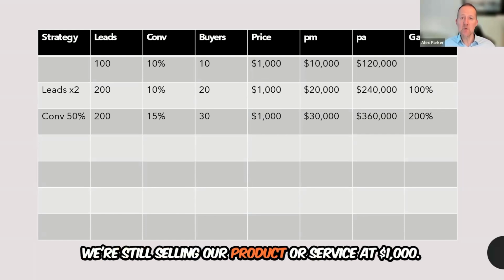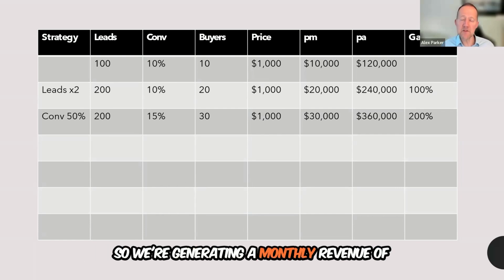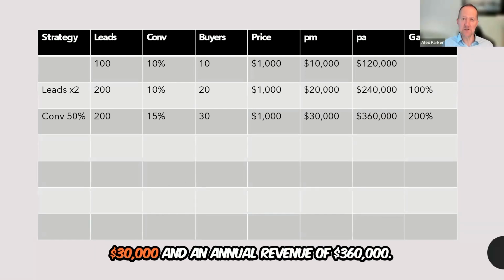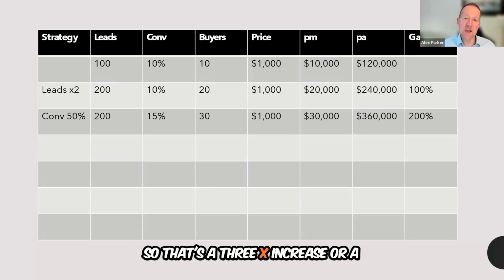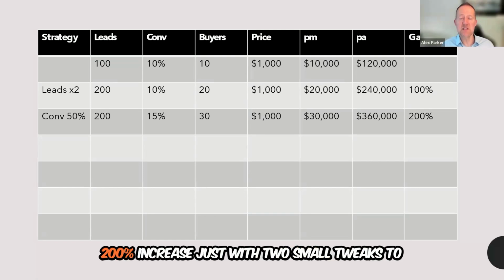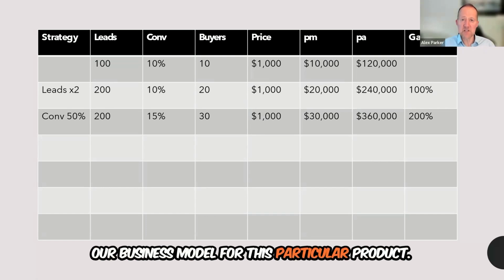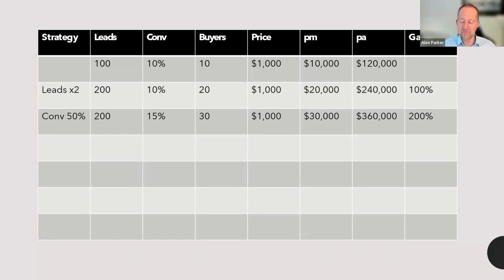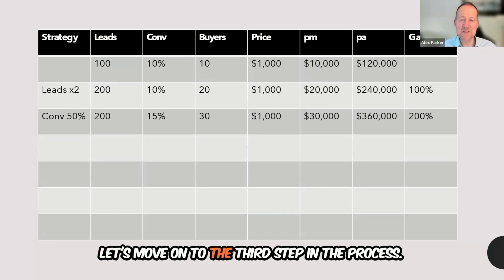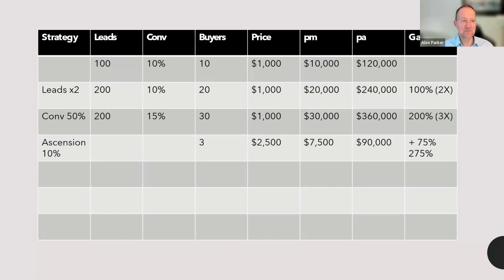We're still selling our product or service at $1,000. So we're generating a monthly revenue of $30,000 and an annual revenue of $360,000. So that's a 3x increase, or a 200% increase, just with 2 small tweaks to our business model for this particular product or service line. Let's move on to the third step in the process.